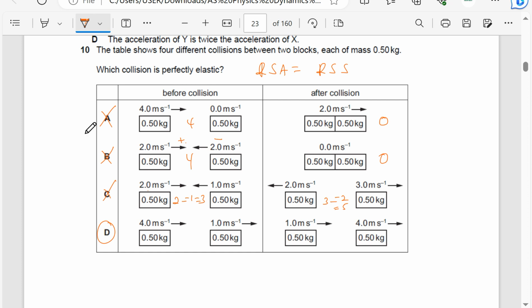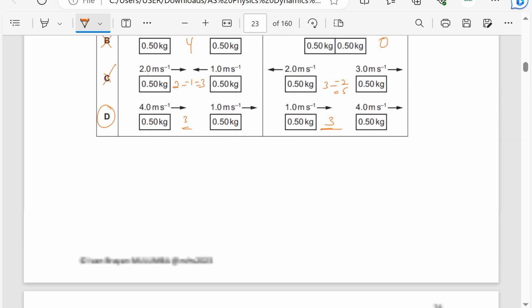We can check. 4 is to the right, 1 is to the right. So the difference is 3. 4 minus 1, which is 3. Then 4 is to the right and 1 is to the right, 4 minus 1, which is still 3. So the relative speed of approach should be the same as the relative speed of separation. So the answer is D.